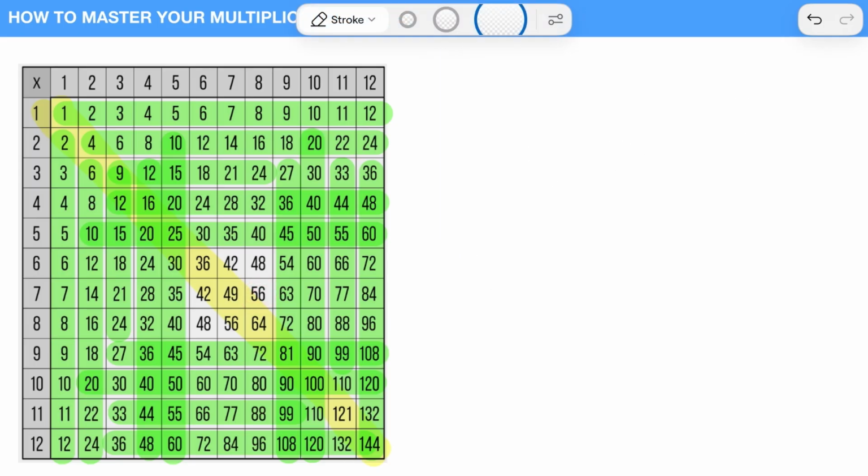So we've really whittled it down to only needing to memorize one of your 12 facts. Hope this was helpful. That's how you memorize multiplication facts. Best of luck to you.